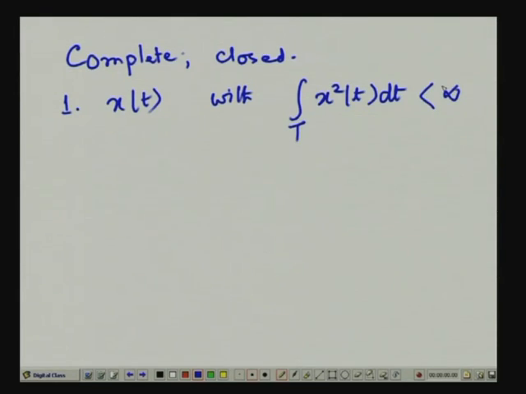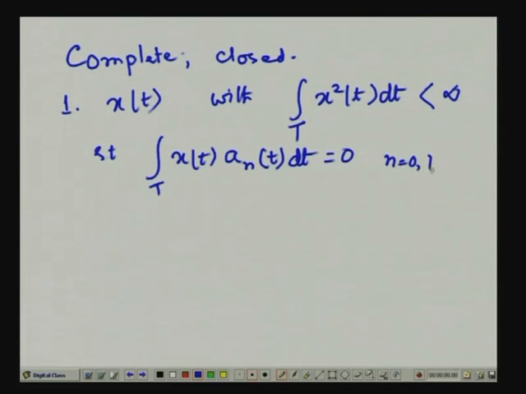So, this means the signal with finite energy. So, there does not exist any signal x(t) with integral of x squared(t) dt less than infinity, such that integral x(t) a_n(t) dt is equal to 0. This integration has to be taken over the interval capital T for n equal to 0, 1 and so on.